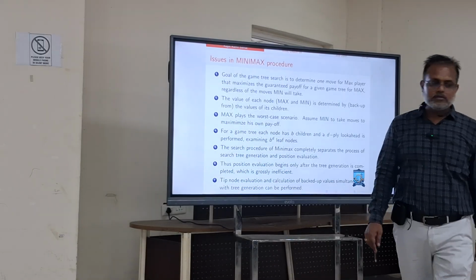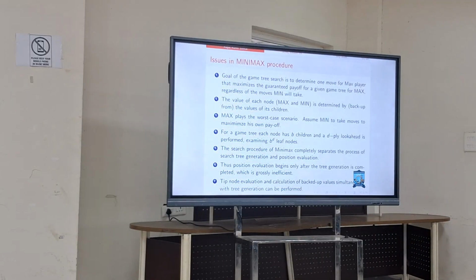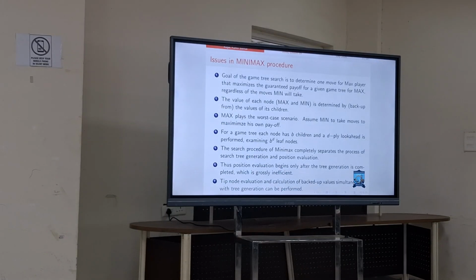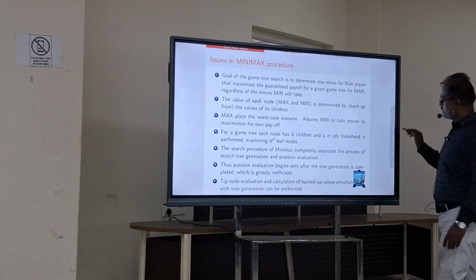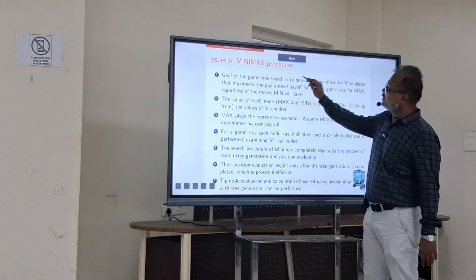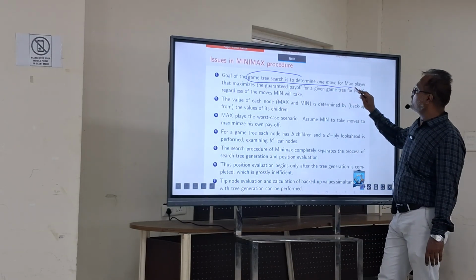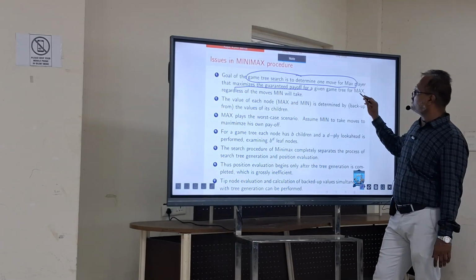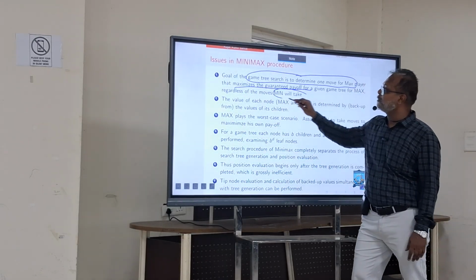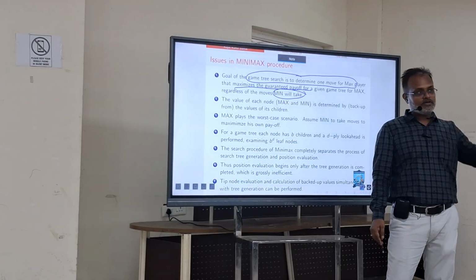Okay. So this pure Minimax procedure is lengthy because many of the paths we need not explore at all. Okay, those are unnecessary. That is what is given in this slide. Okay, so what is the goal of this Minimax procedure? The goal of the game tree search is to determine one move for max player that maximizes the guaranteed payout for a given game tree for max, regardless of what move min will take. For the min, it is the opposite.